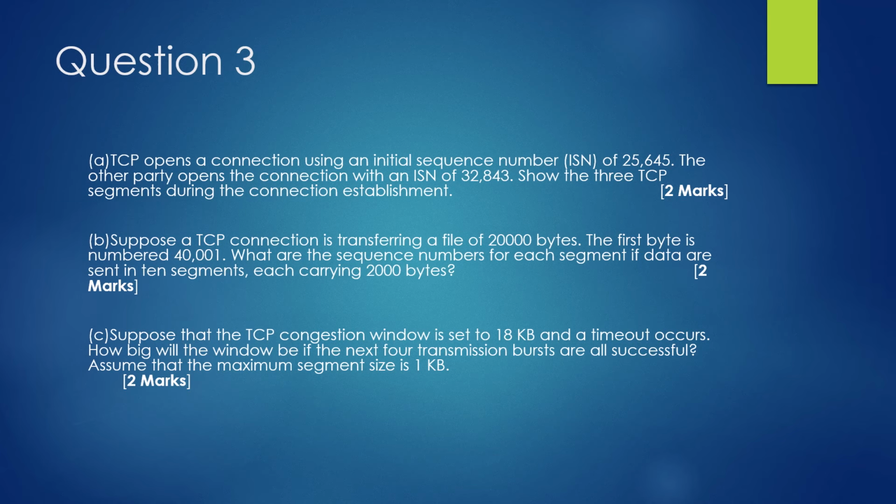Suppose the TCP congestion window is set to 18 KB and a timeout occurs. How big will the window be if the next 4 transmission bursts are all successful? Assume the maximum segment size is 1 KB. Now let me explain the solutions for these three sub questions, which will give a total of 6 out of 6 marks.